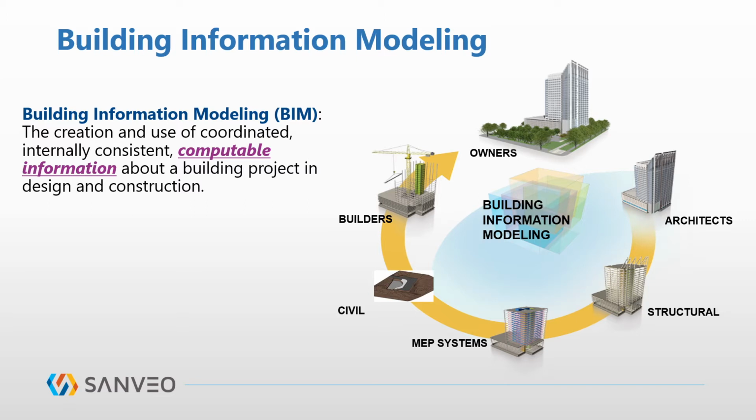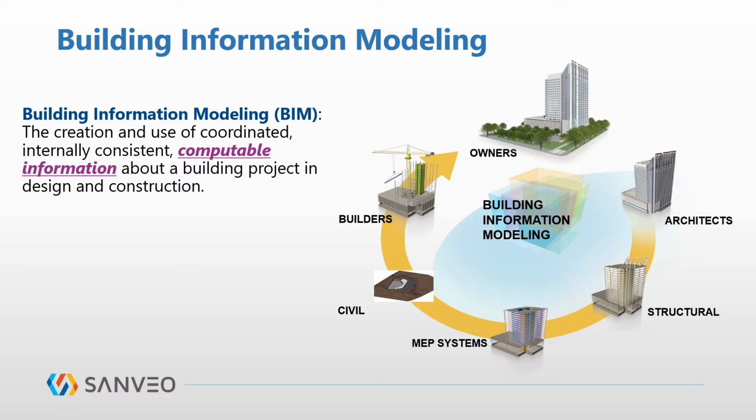in design and construction. There are a lot of C words in this definition: coordinated, internally consistent, and computable information. Coordinated is referring to the trades that are typically coordinating with each other on BIM projects. They are looking for interferences and trying to make sure what they are installing is not interfering with other trades. So typically, a BIM project is more coordinated than non-BIM projects.